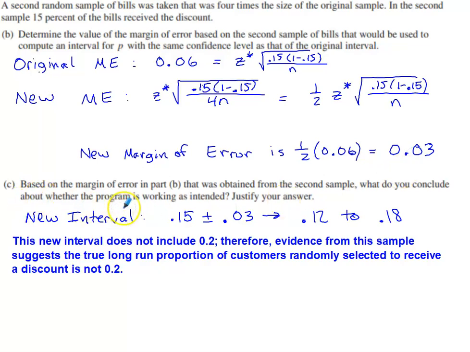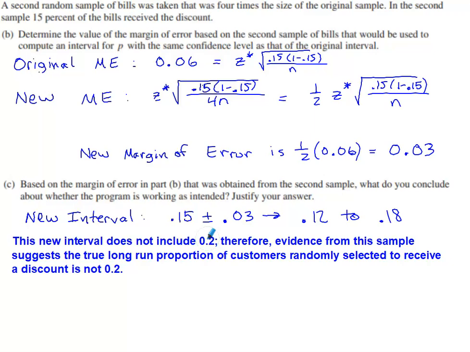Final part of this is saying, now that you've got this margin of error from part B for the second sample, what do you conclude about whether the program is working as intended? Justify your answer. Well, if my new margin of error is 0.03 and my new proportion from the sample is still 0.15, my new interval is only going to move up 0.03 from 0.15 and down 0.03 from 0.15. So that gives me a new interval of 0.12 to 0.18. This interval does not include 0.2.